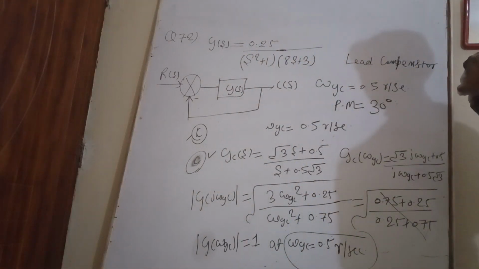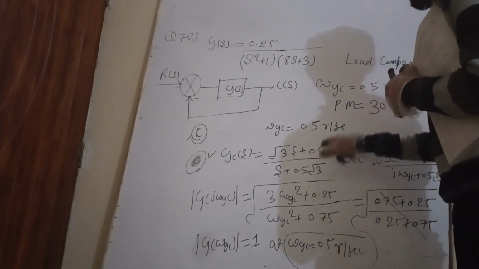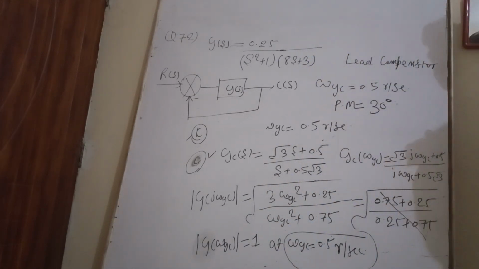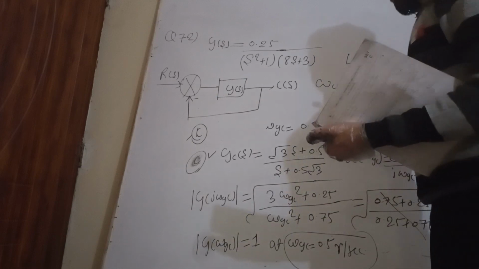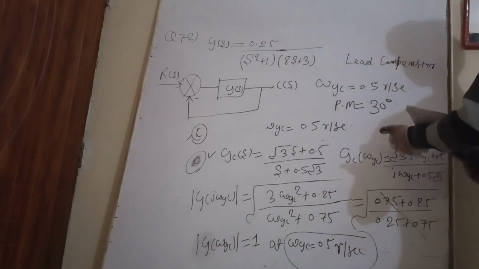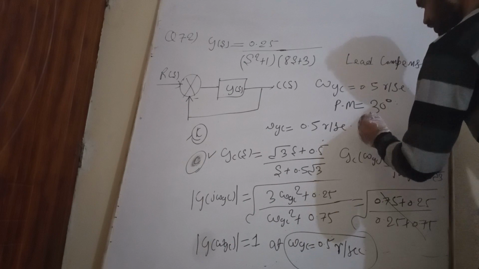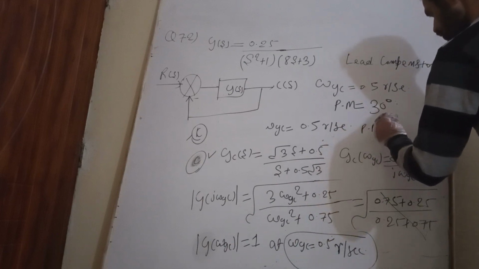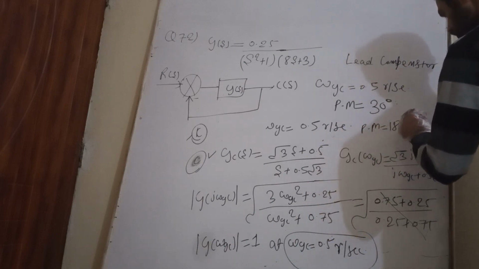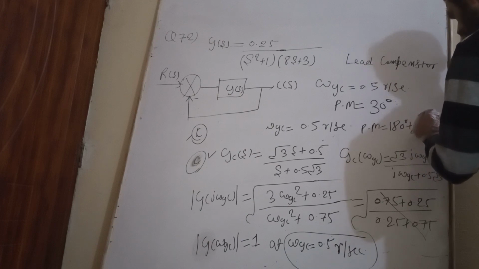So now we are confirmed. The lead compensator which has magnitude equal to 1 at omega gc equal to 0.5 radian per second, and we can also check the phase margin. Phase margin is equal to 180 degrees plus the angle of G of j omega gc.